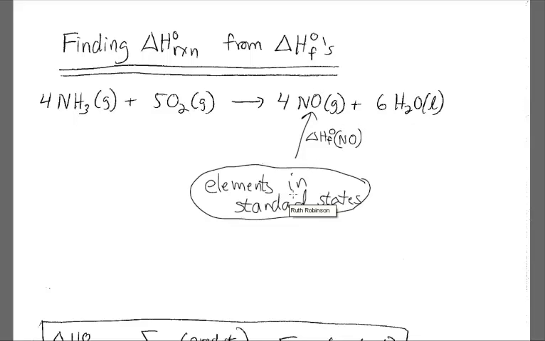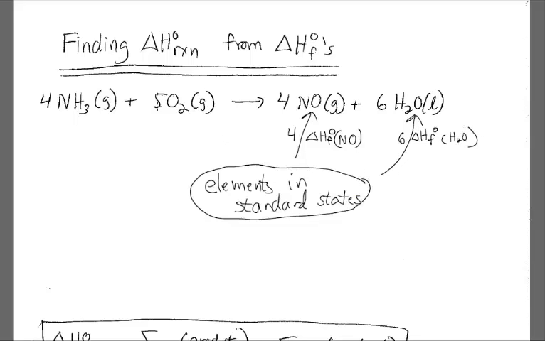Because that is the definition. Elements in their standard states going to the product will be the heat of formation. Since the heat of formation is for 1 mole, and we have 4, then we're actually going to need 4 times the heat of formation to do that process. Likewise, going from elements in their standard states to 6 waters will be 6 times the heat of formation of water.